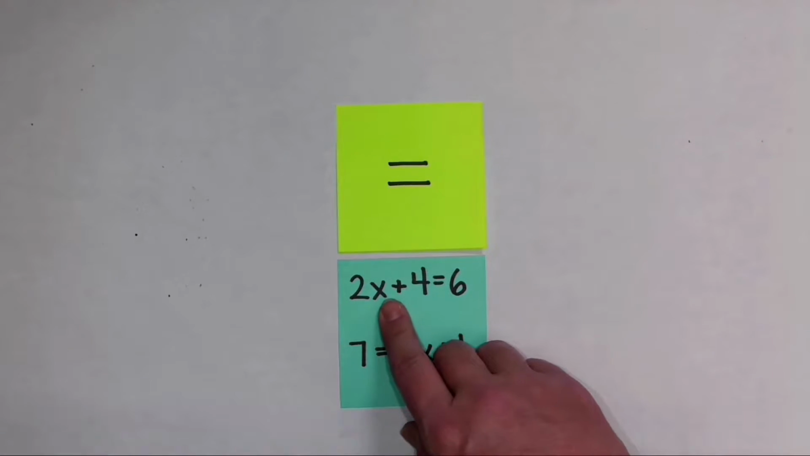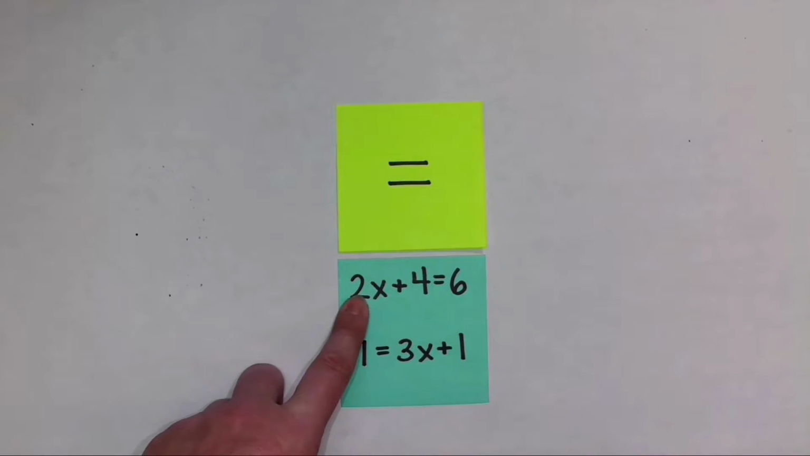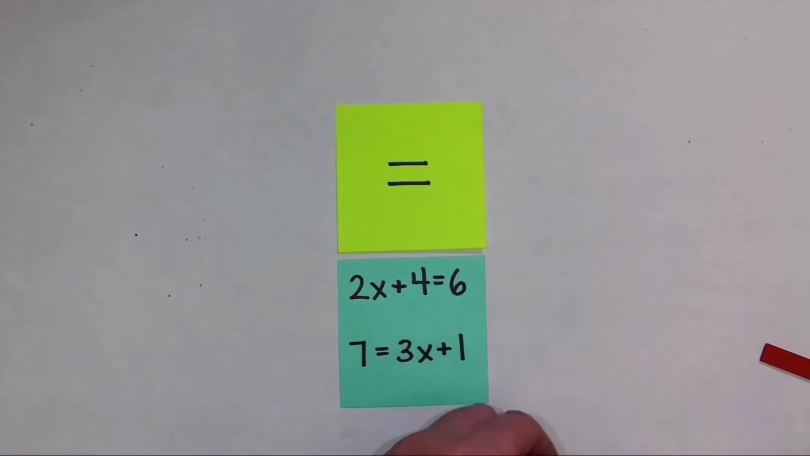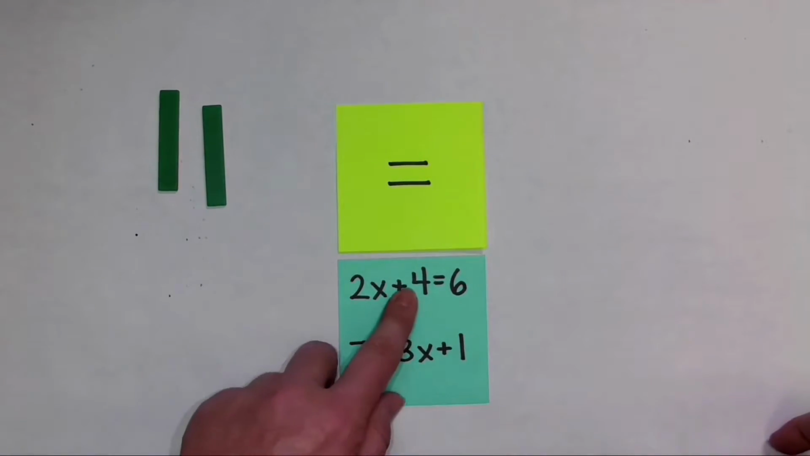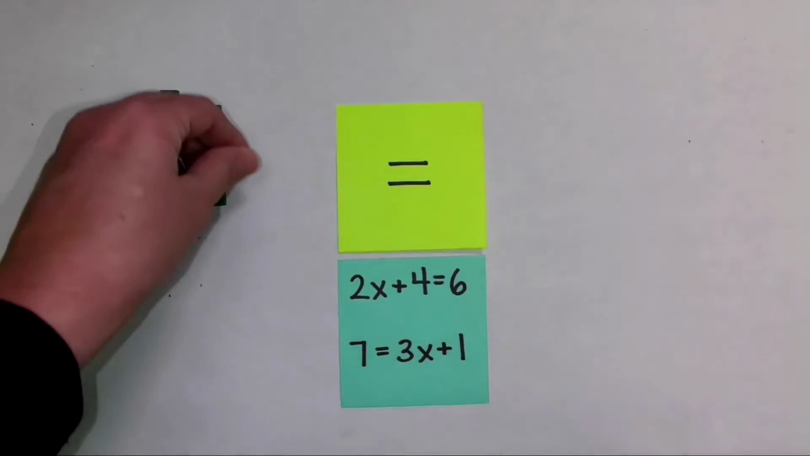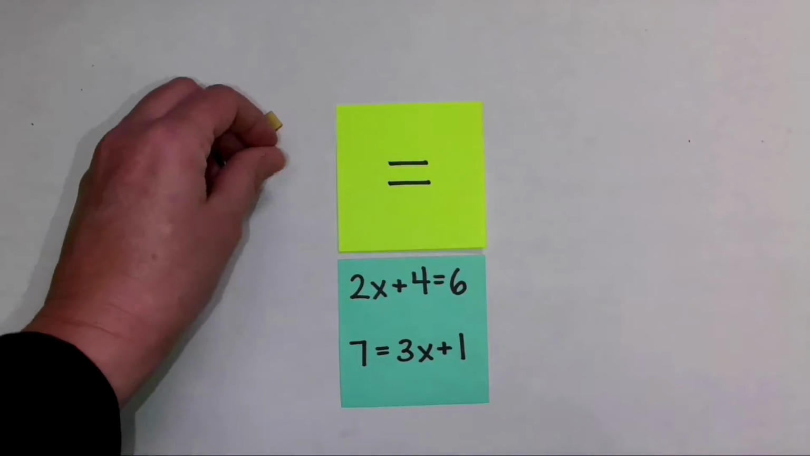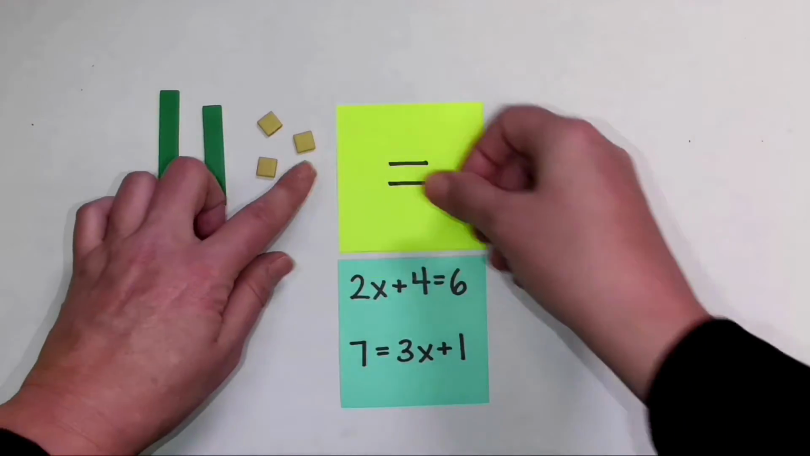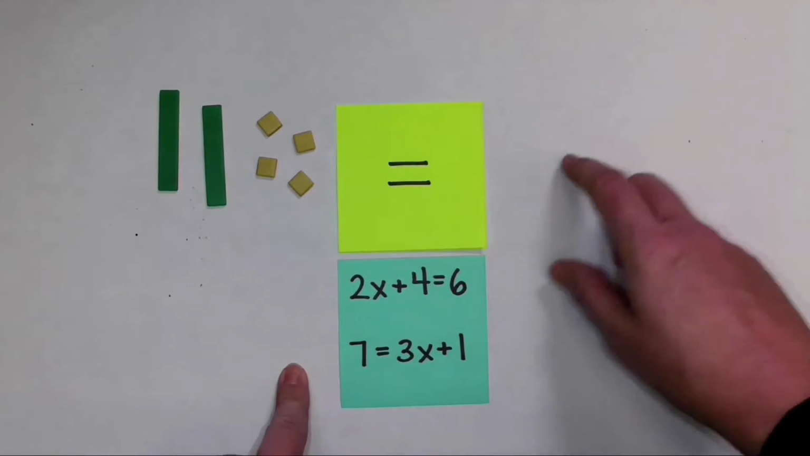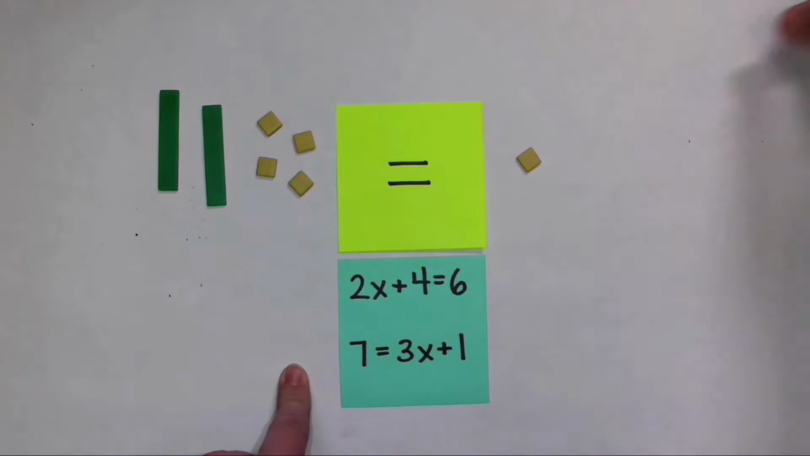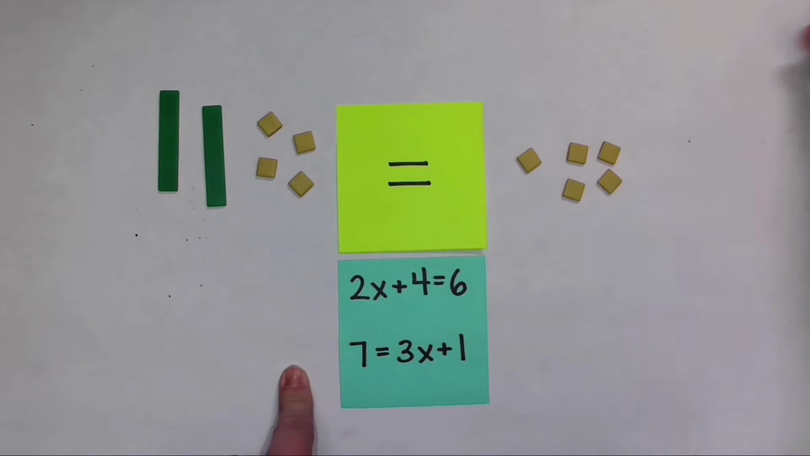So let's go ahead and get this problem set up. I have two sets of x, and those x are positive, so I'm going to go ahead and bring in two rods just like this. And to that we are adding 4, and that 4 is positive, so I'll go ahead and bring in 4 units just like that. So I can see I have 2x plus 4. Now on that side of the equal sign we have 6, and I add 1, 2, 3, 4, 5, 6.